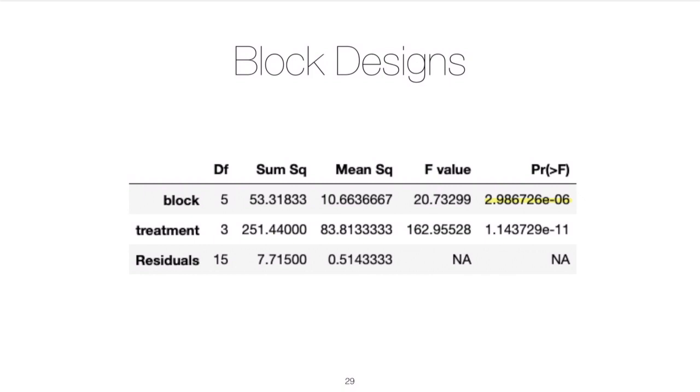Now the next p-value, this one here, is testing the reduced model that includes the block but not the treatment against the model that includes both the block and the treatment. And again, here we see a small p-value, which suggests that there is some difference across the treatment factor.